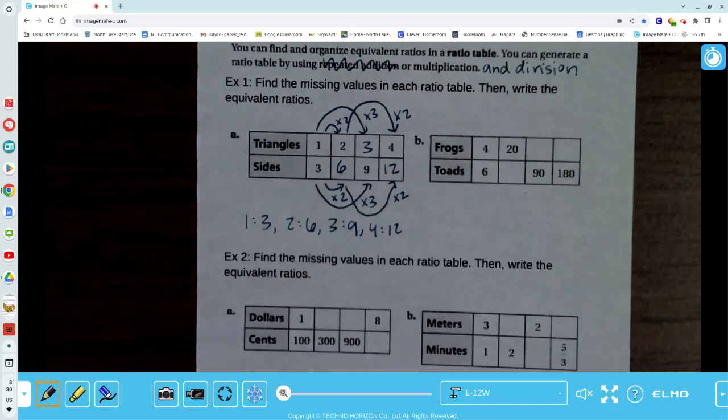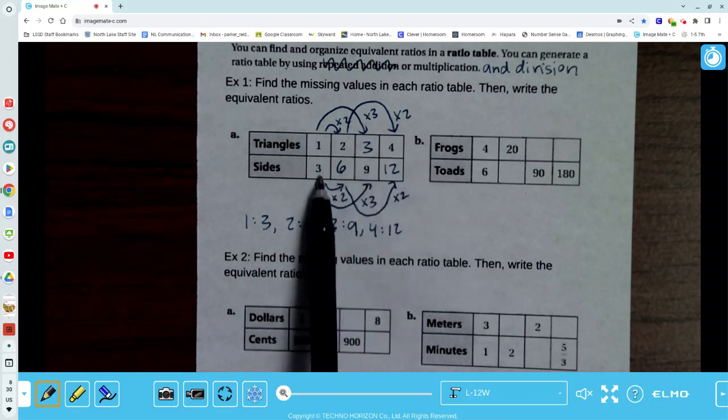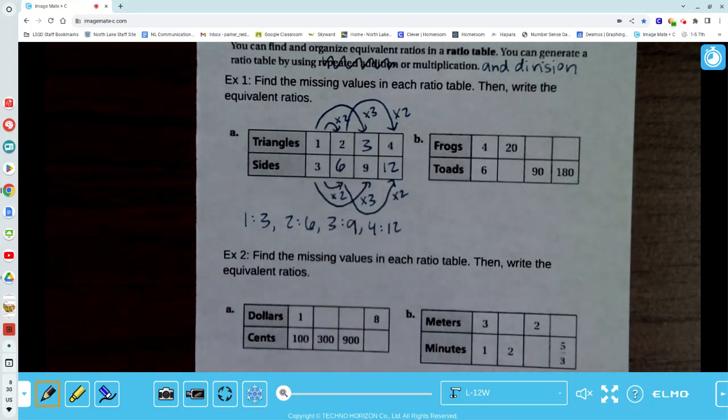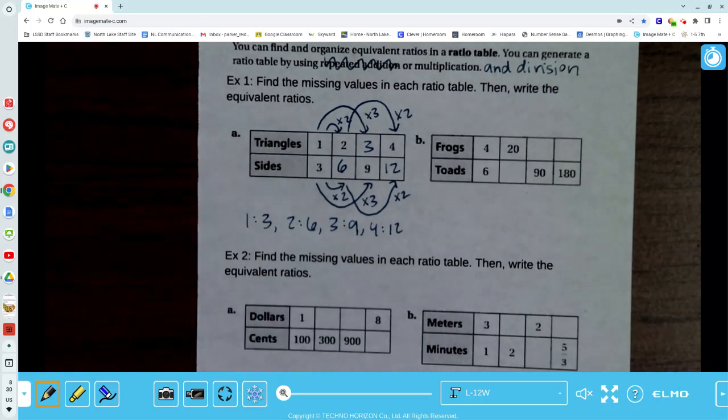So we can't forget that at the end we need to write the equivalent ratios. All the ratios in this table are the top number compared to the bottom number. So some students will try and do like 1 to 2, 3 to 4, 3 to 6, 9 to 12, but the ratios are top to bottom because we can see that the top number is the triangles and the bottom number is the sides. So each ratio should have a number from each. Triangles, sides, triangles, sides, triangles, sides.